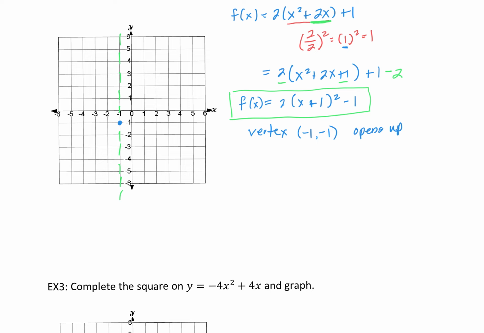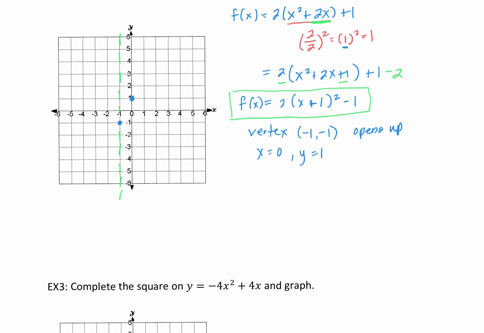And then when I find another point, which it seems reasonable in this case to pick x is equal to either -2 or 0, pick an x value close to your vertex. So if x is equal to 0, and I'm putting the x into my original function, 2x squared plus 4x plus 1, I get a y value of 1. And it's going to pass through the point 0, 1.